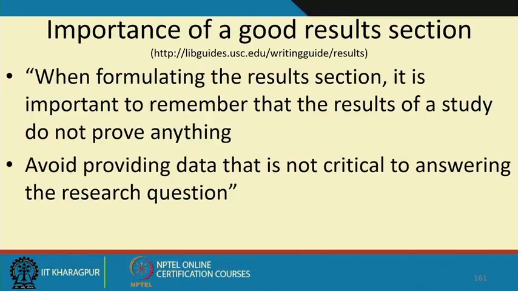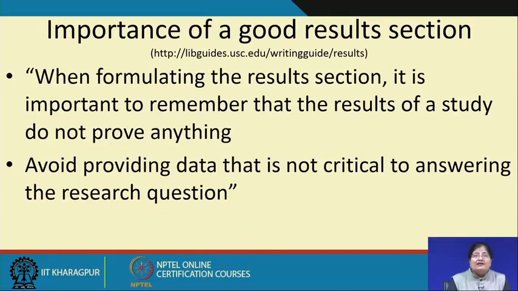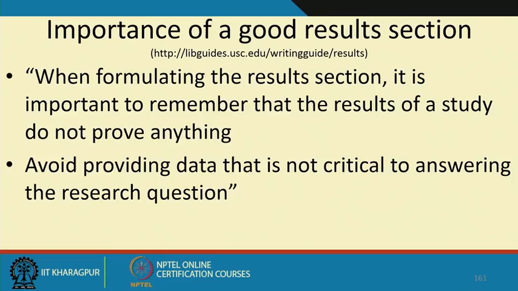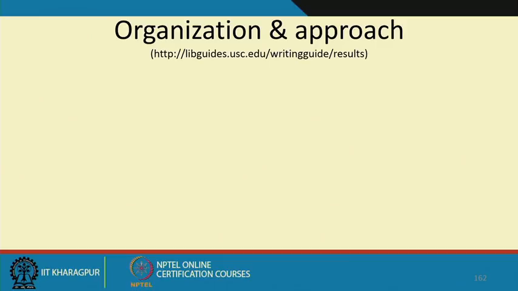Avoid providing data that is not critical to answering the research question. So when we write a good results section, it's very important to note these two things. One, results don't prove anything, and then in order for the results to mean anything, we should provide the results that are directly tied. We may find a lot of things while analyzing our data, but we must report only what is directly tied to our research question.